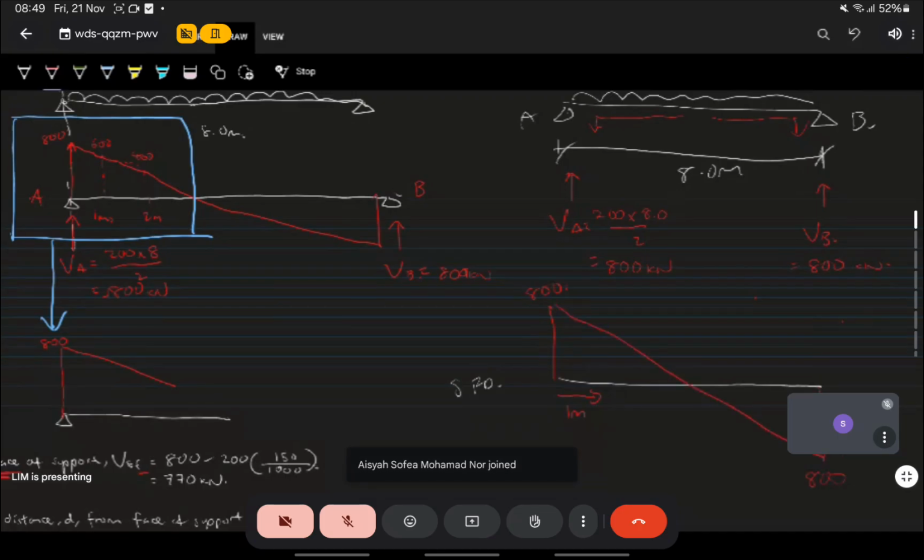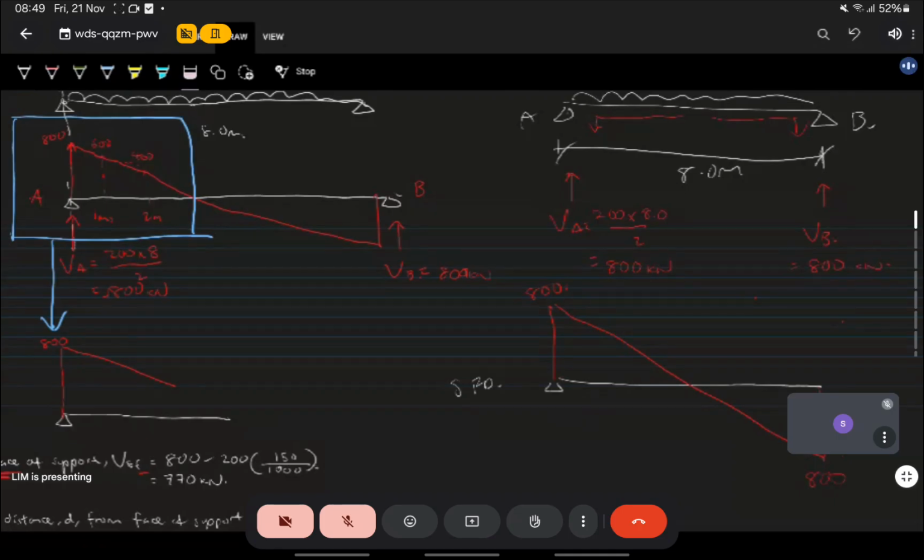Roughly like that. So that's your shear force diagram. However, this shear force of 800 is at the support.